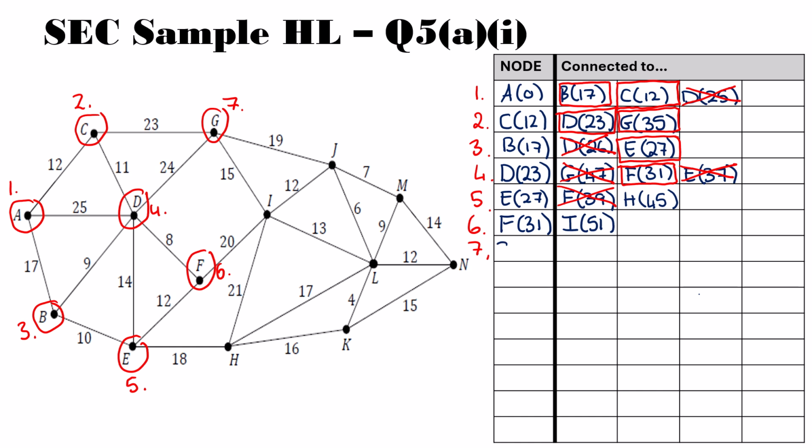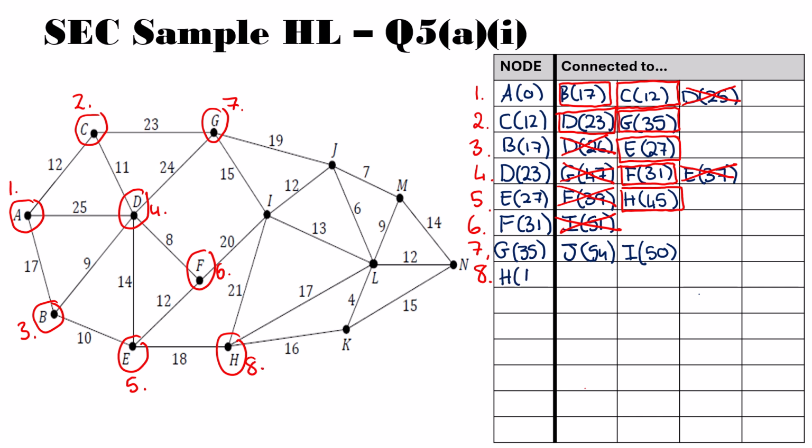So G is 35, and that's linked to J, which is 35 plus our 19, which gives us our 54. We have G to I, which is our 35 plus 15, which gives us our 50. We now have duplicates of I, so we get rid of that bigger value. Our next smallest node to work with is our H, so H gets locked in as node 8.